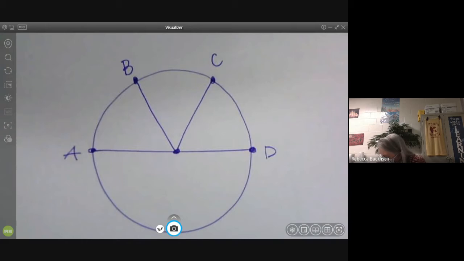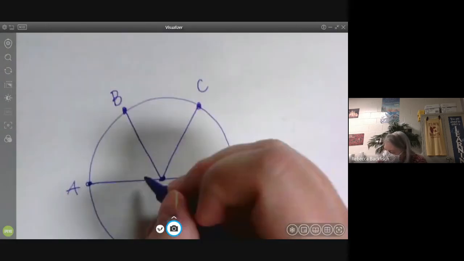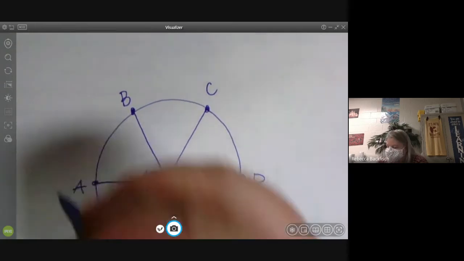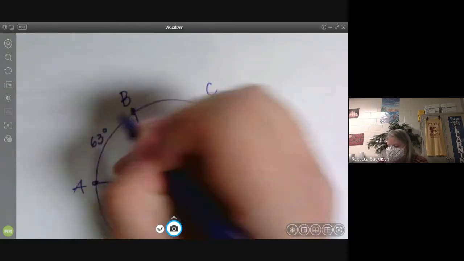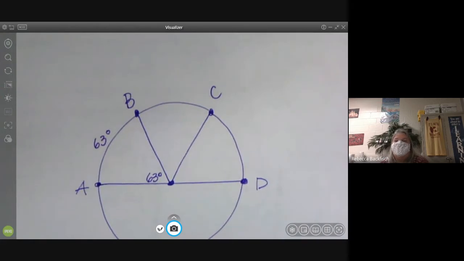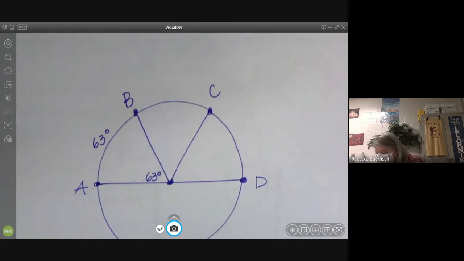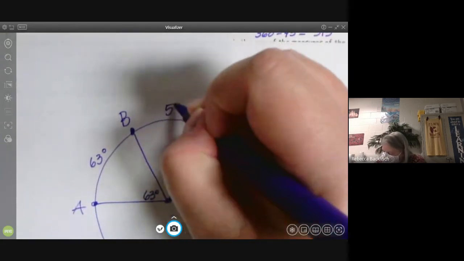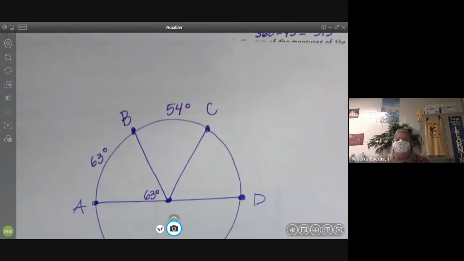Okay, now I was told that this angle is 63 degrees. That's a central angle, and that means that this arc measures 63 degrees because the arc measure and the central angle measure are always the same. I was also told that this arc is 54 degrees.